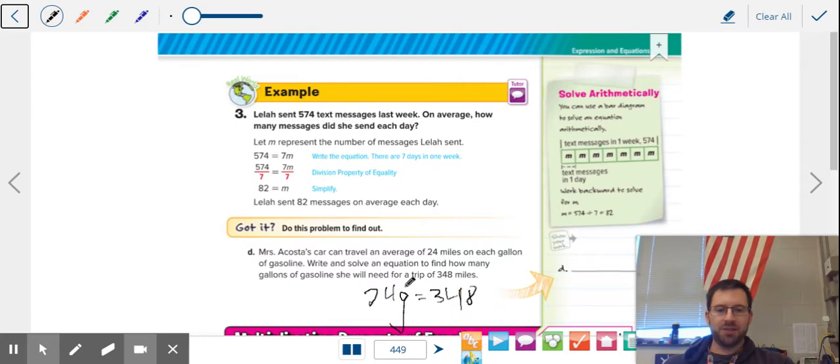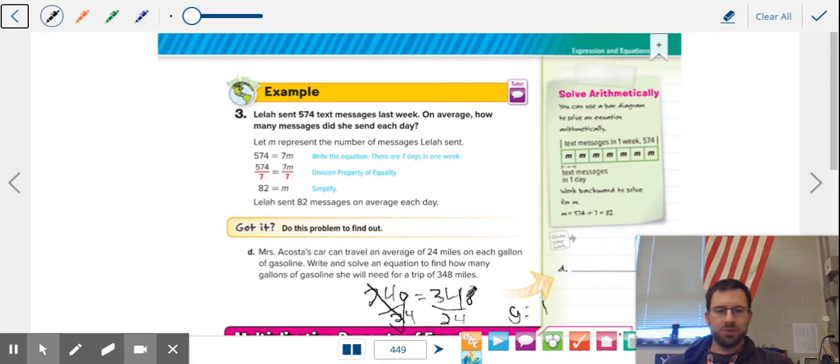Thankfully, there's no negatives in here. So we did a multiplication because it's 24 miles per times gallons. We're going to do one step. The opposite of multiplication is division. Divide by 24. Okay. 24 goes into 34 once, with 10 left over, 24 goes into 108.